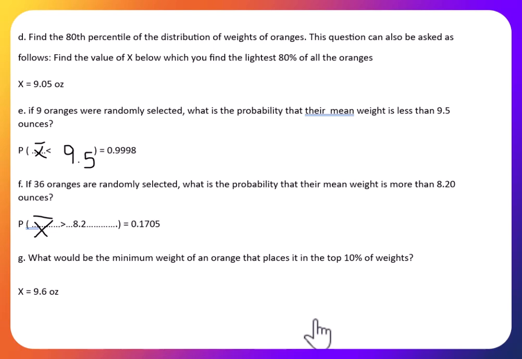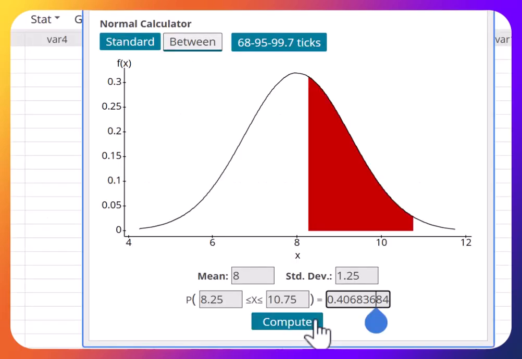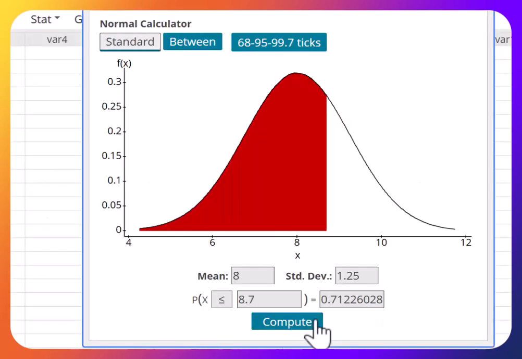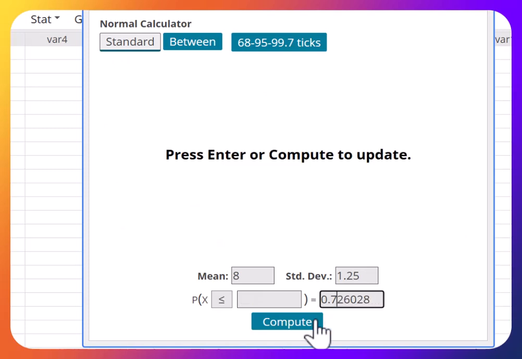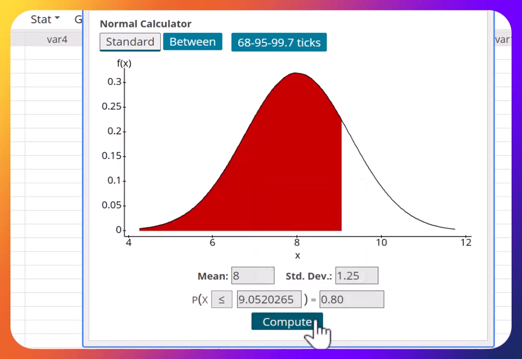Let's see what's next. Find the 80th percentile of the distribution of weights of oranges. You can say find the value of x below which you find the lightest 80% of all oranges. The 80th percentile, as I stated in other videos, is an area to the left. So you have the area to the left and you need the x value. You put the 80% right here, and now you're going to get the x value right here, which is 9.05.